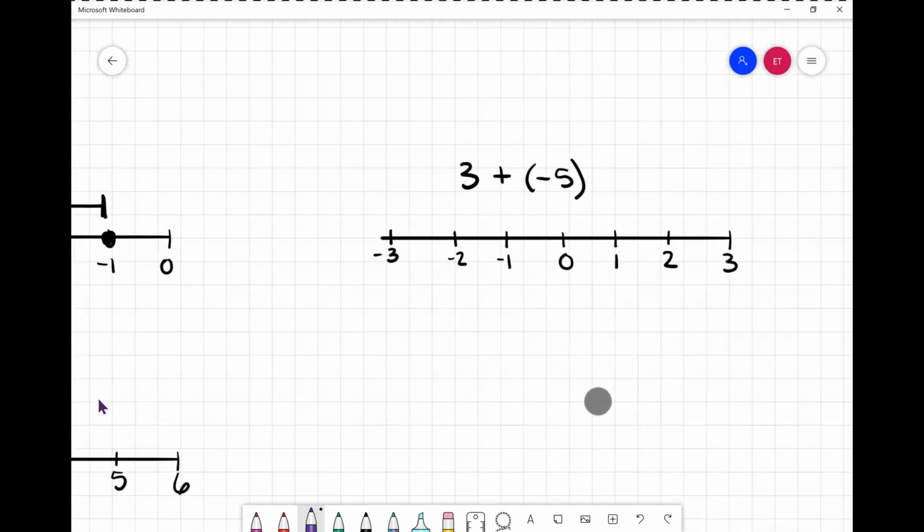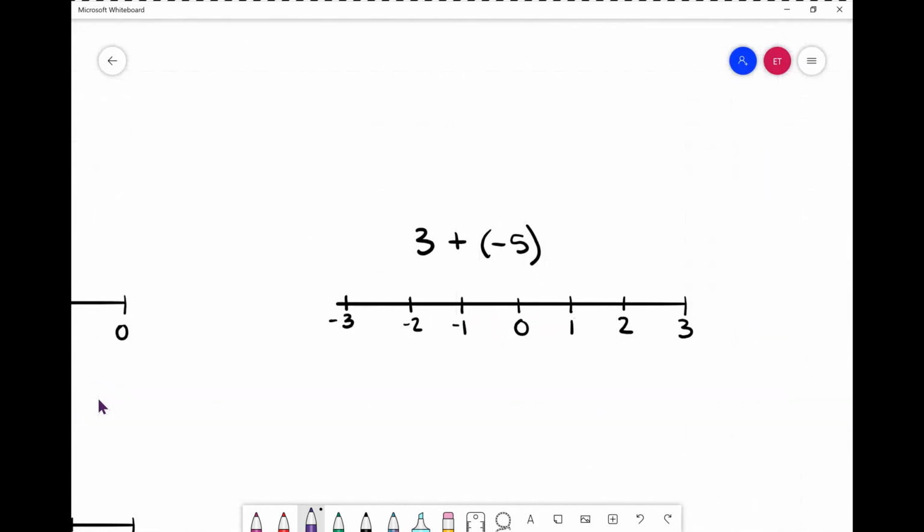Okay. And then this last example, 3 plus -5. So I'm going to start at 3, and then since my number is negative, I'm going to be going to the left 5. So 1, 2, 3, 4, 5. And my sum is -2.